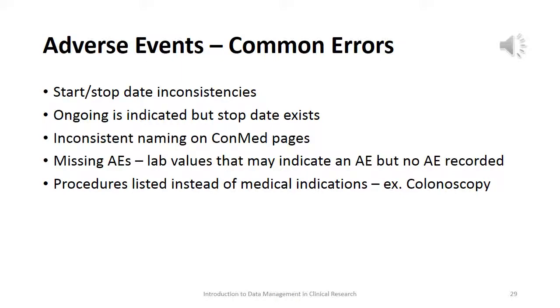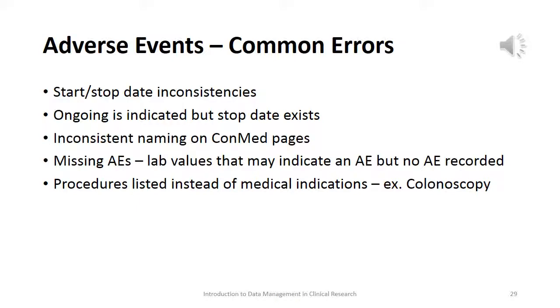Some of the common errors that we normally encounter when we're reviewing adverse events: we may have start and stop date inconsistencies. For example, if we have an adverse event and they've indicated that they took a concomitant medication for that adverse event, then we need to have consistent start and stop dates. We don't want to have a start date for the concomitant medication that's prior to the start date for the adverse event. We have ongoing as indicated, but there's a stop date. So we'll see this in a little more detail as we review some specific examples of these pages.